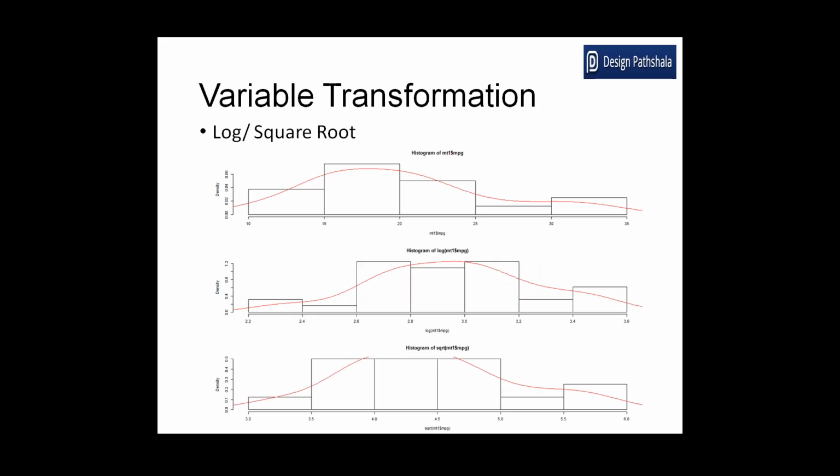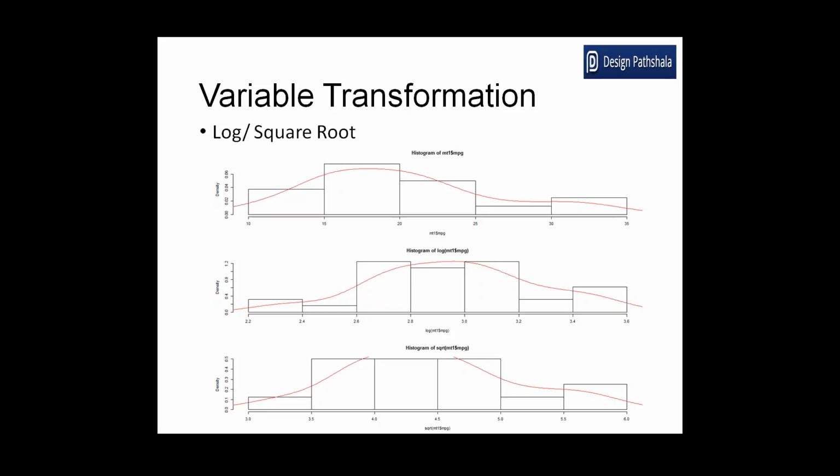Then we will understand the transformation, because many times the variable is not normally distributed and we want to see if we can transform that variable to normal distribution. There are various techniques to do that, maybe logarithmic transformation or square root or a square. We will see which one is helping us achieve the normal distribution.